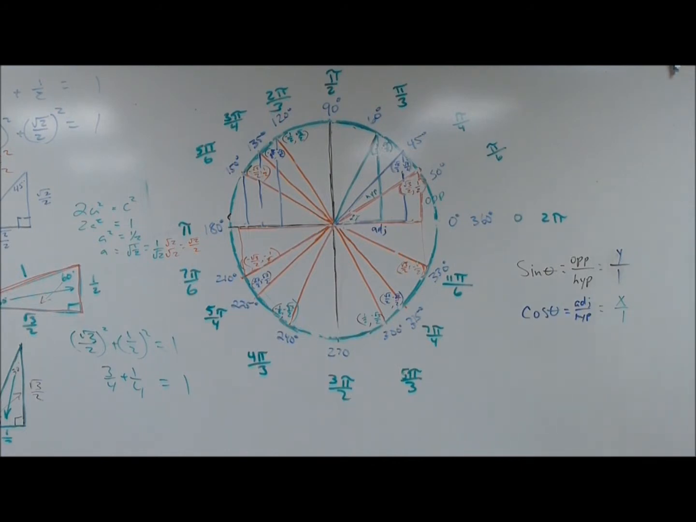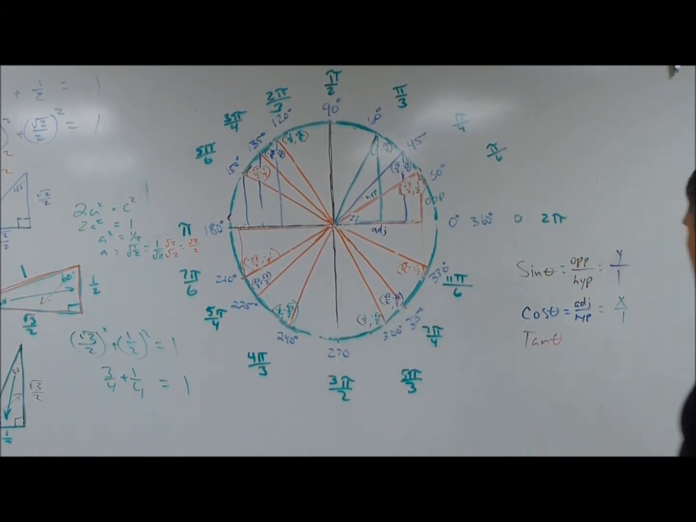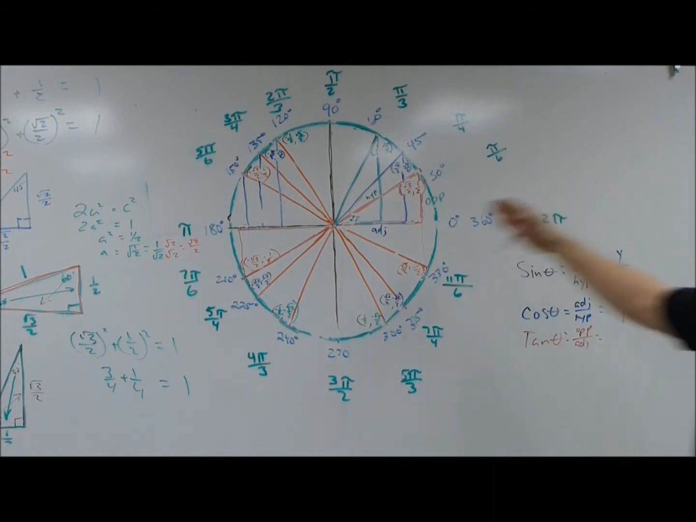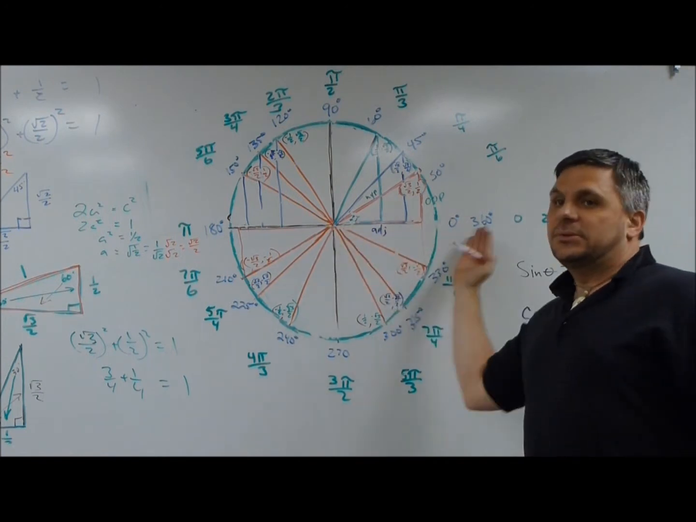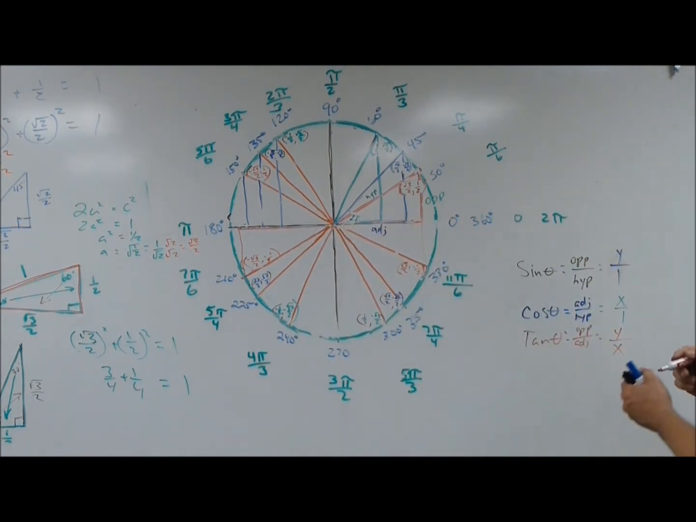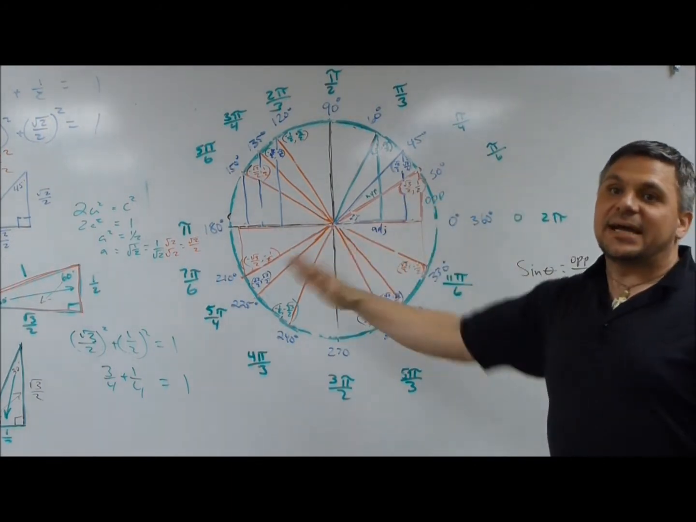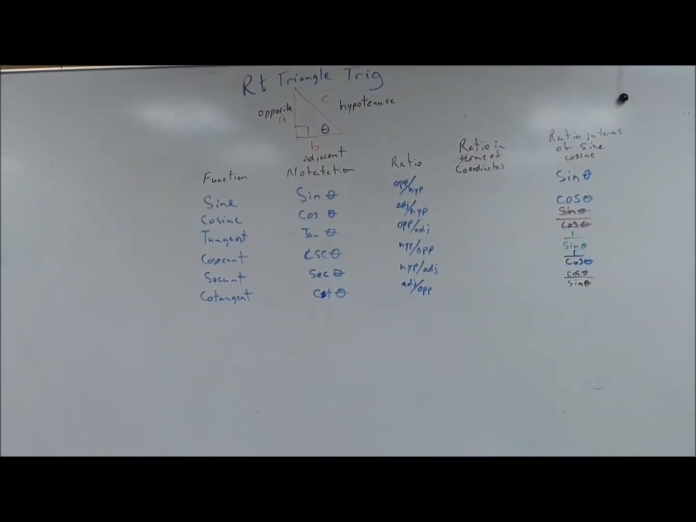Okay? And then tangent theta is equal to opposite over adjacent. So opposite is talking about y, and adjacent, we're talking about x. So the tangent of theta is always the y coordinate over the x coordinate. Okay? So let's fill out this chart here, and we'll be done.